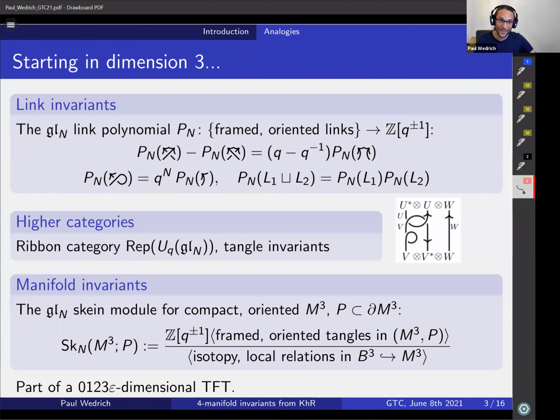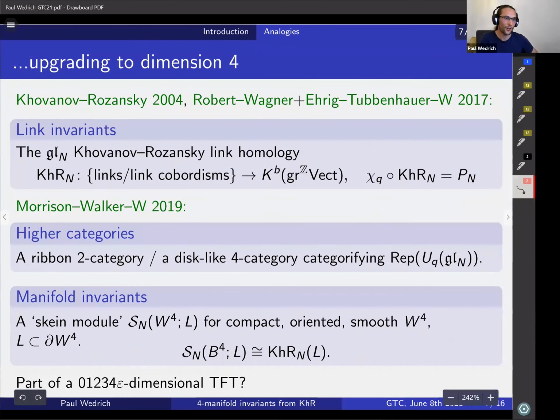Okay, so that's a 3-dimensional warm-up. And now I want to go to dimension 4 and Khovanov homology. Okay, so again, there are 3 sides to the story: link invariants, higher categories, and manifold invariants. And we'll again start at the level of link invariants.